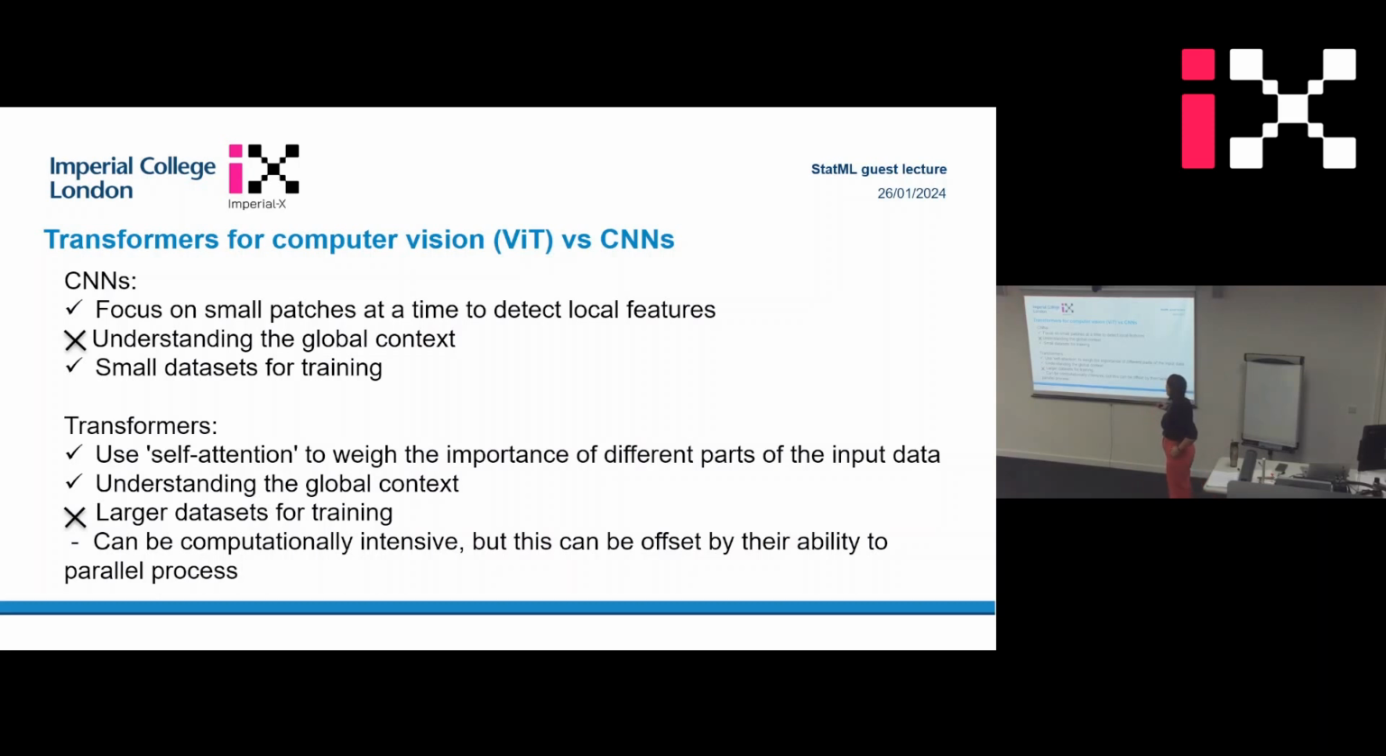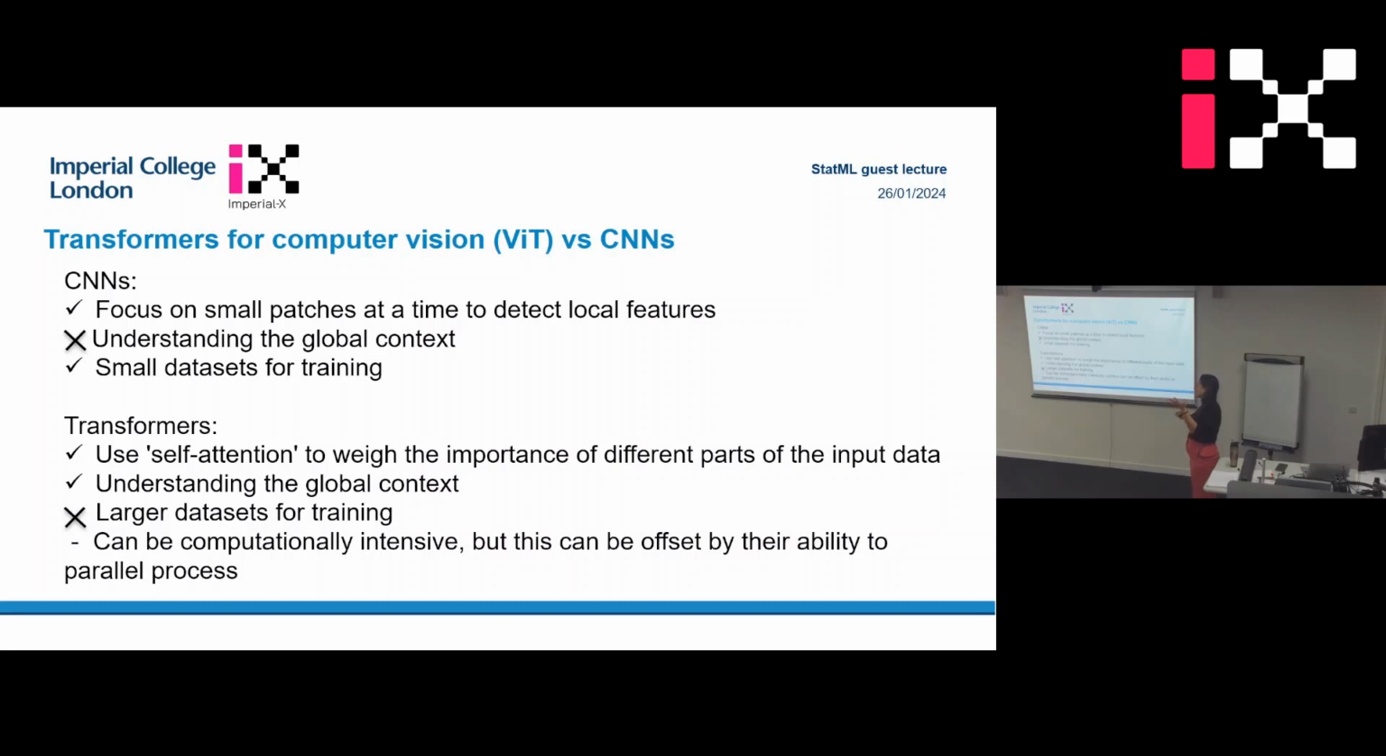Okay, but I guess the main thing for me would be to compare when you would use CNNs or when you would use transformers. I think that's the main takeaway, and you can always look more into the network if it interests you. CNNs focus on small patches at a time because you're doing these convolutions to detect local features, whereas in transformers you have self-attention to decide what is important and what is not. So transformers are very good at understanding the global context, where CNNs are not.